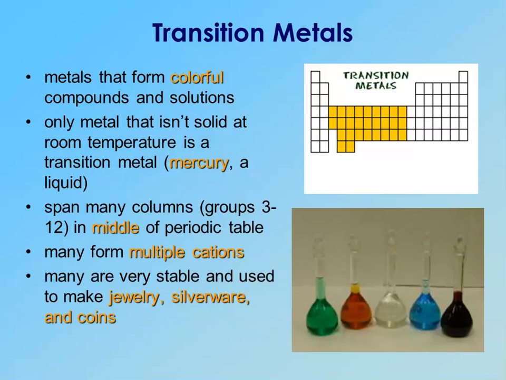Of the transition metals, they are all solids except for mercury. Mercury will be a liquid at room temperature. These are the metals that are used in jewelry, silverware, and coins. They aren't as reactive as your alkali and alkaline earth metals, so they are definitely safer for us to use for those items that would be used more often and that we would not want to have to replace so frequently.